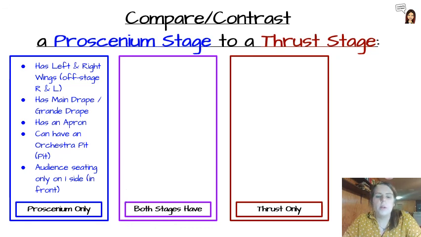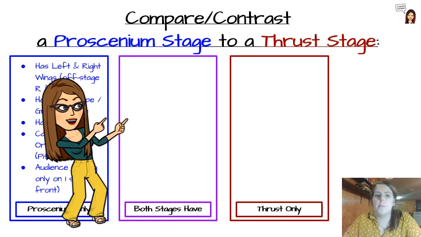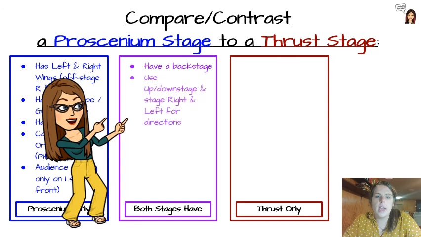Okay, so if we were to compare both stages, we know that both of them have a backstage, so they have a backstage to go to either side. They both use upstage and downstage, stage right and left for directions. And guys, I know that this is small on your notes. Just do the best you can, use abbreviations if you have to, whatever's good for you. And then they both have a house and or audience, right? And the house and the audience, whenever they are seated, it is from the audience's perspective.